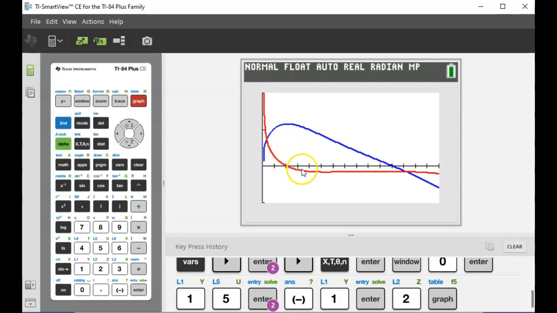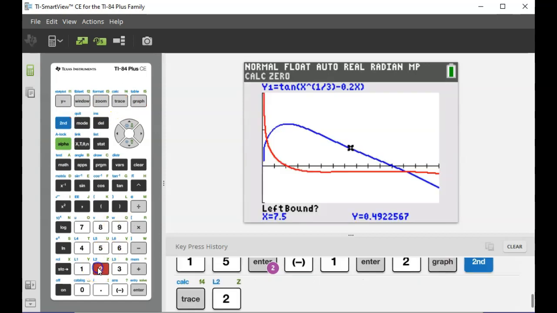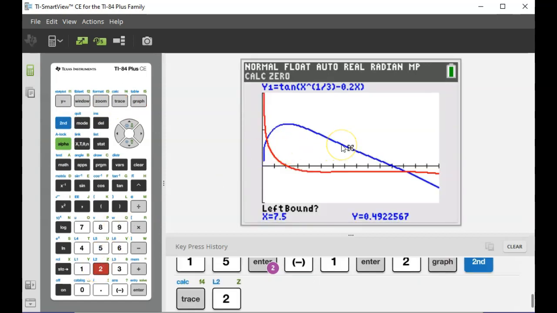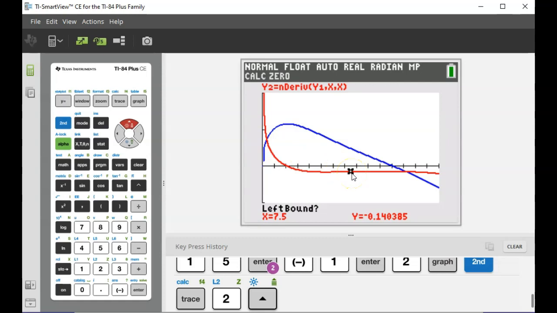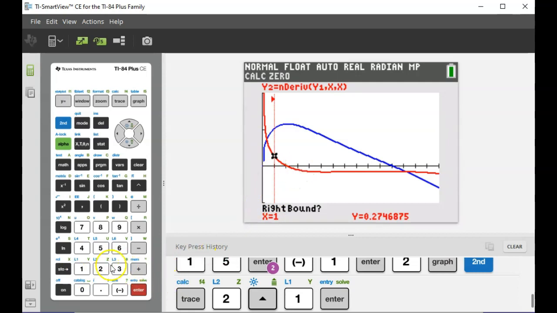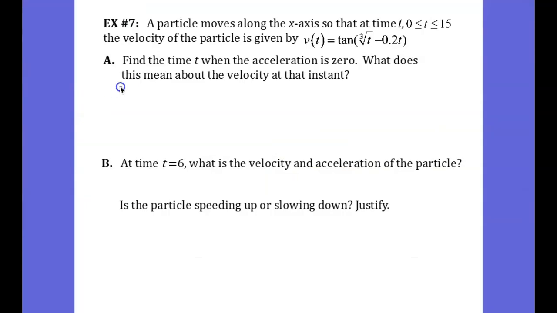So let's use equation solver. We'll let our left bound be 1, our right bound be 3. So let's go to second trace, 0. We're going to find the 0. Now I'm on the velocity function, so we'll hit the up arrow key, and that puts us onto the acceleration function. I need a left bound, that's going to be 1, and a right bound is going to be 3. We press enter, and we have a root at 2.1516575.